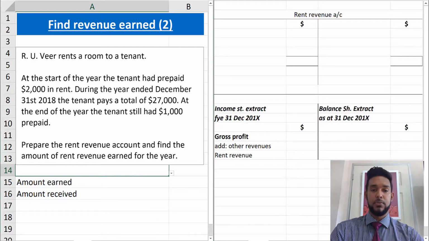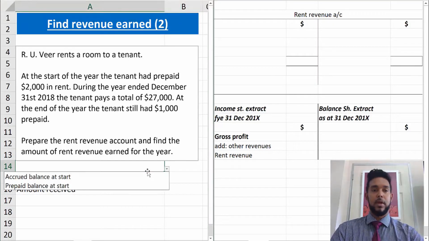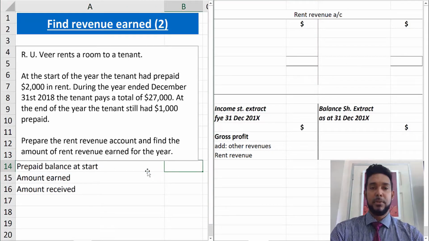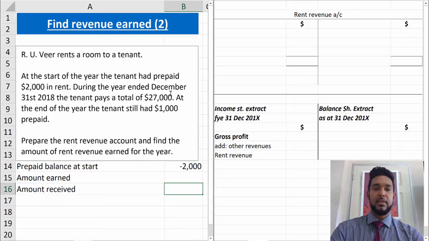Okay, so let's zoom out first, right? Okay, cool. Right, prepaid. So we said prepayments, so payment figures are negative in this particular case. Amount earned, we don't know. During the year ended December 31st, 2018, the tenant pays a total of $27,000. And the tenant still had $1,000 prepaid at the end.